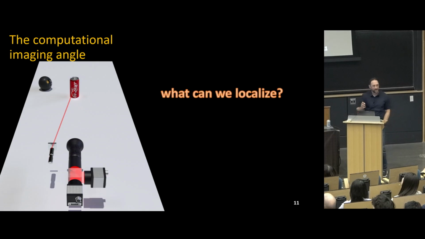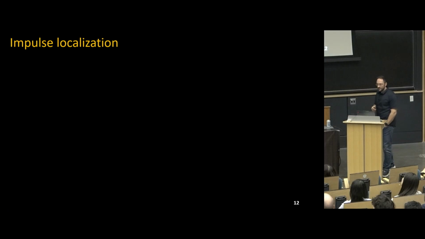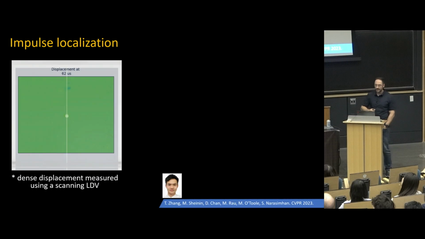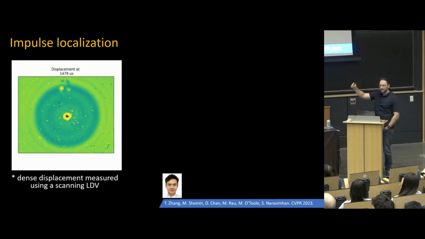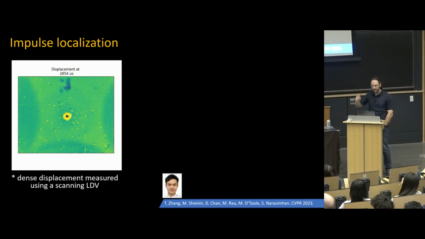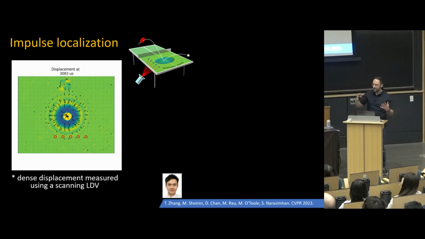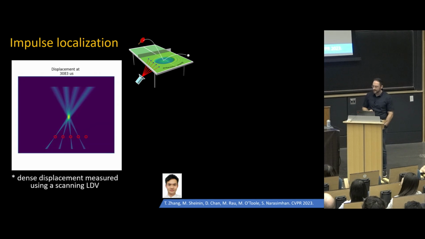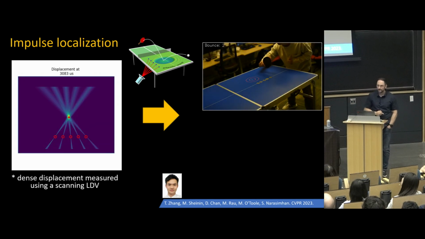Okay, so back to the question. What can we localize with our vibration camera? It turns out that we can localize impulses on surfaces, like the impulse created by this ping pong ball if we drop it on the table. Each such impulse, and every time you bump into the table, you create this elastic wave, which we can sample with only a sparse set of points on the surface and use the measured vibrations to estimate the impulse location.